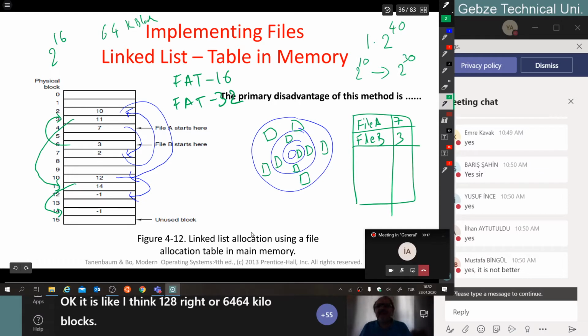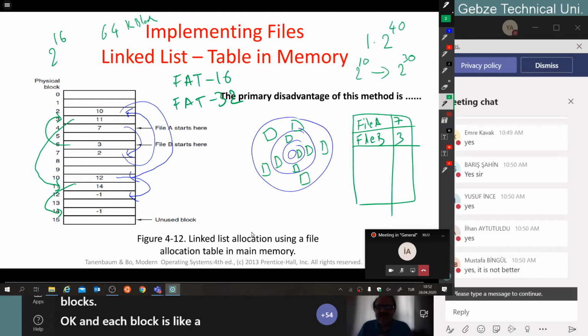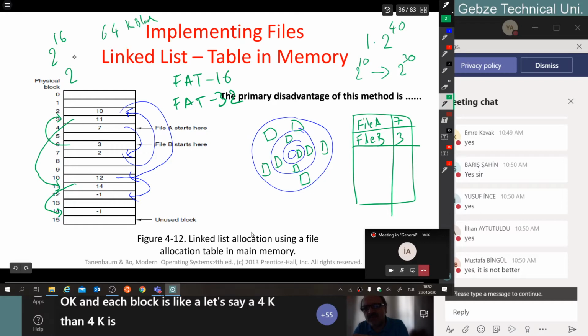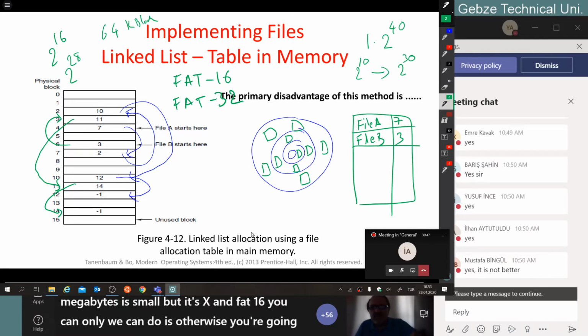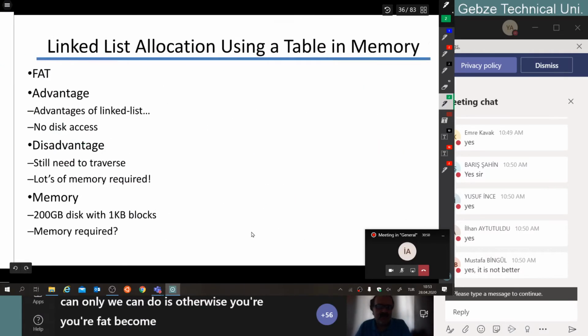And if each block is, let's say, 4K, then that makes 2 to the 28. So the total disk size could be at most 256 megabytes, right? So that's small. 256 megabytes is small, but with FAT16 that is all you can do, otherwise your FAT becomes too big. So that would be the problem.